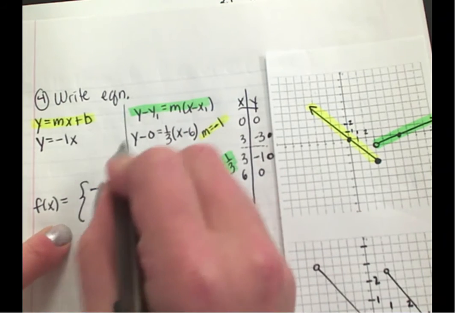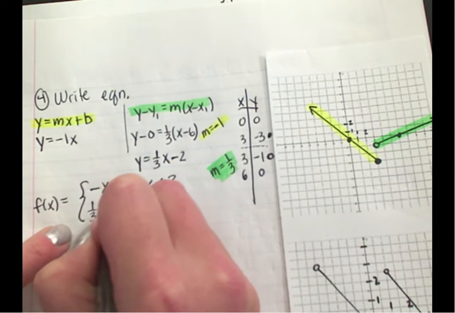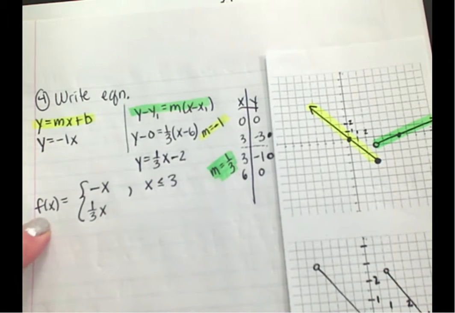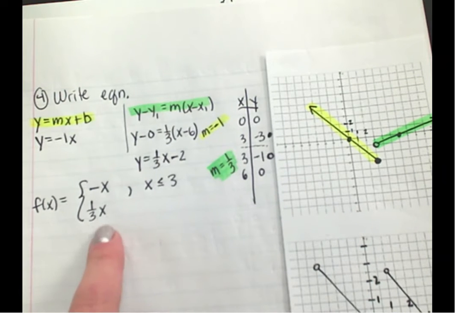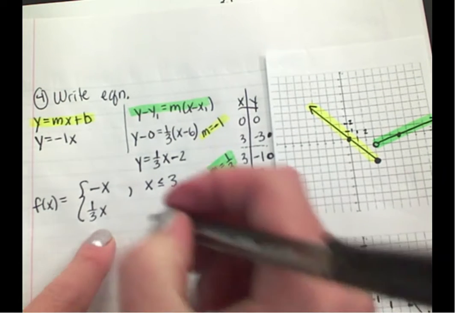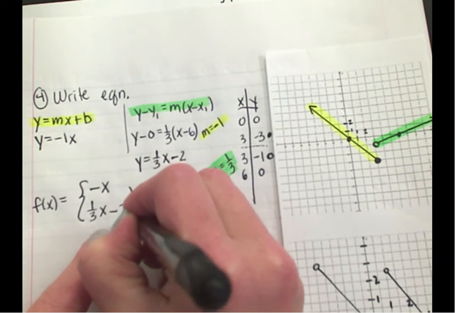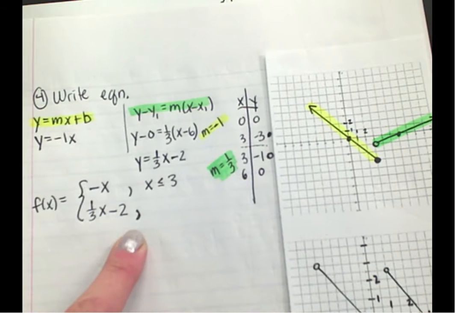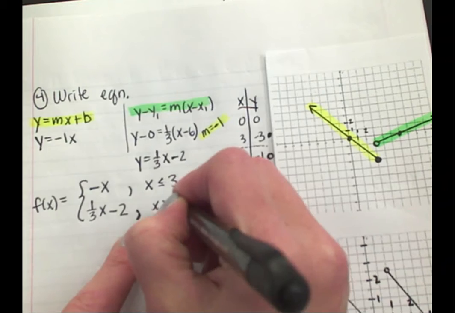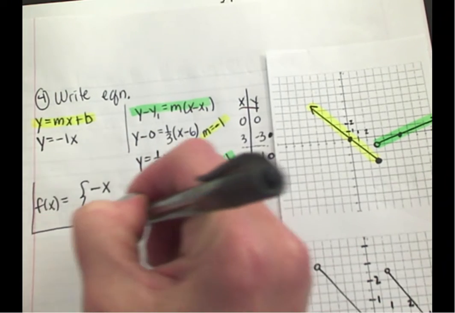Okay, green. Notice that I'm not rewriting the y equals, I'm just writing the expression part on the other side. Domain of the green part. Yes, x greater than 3. That's it, guys.